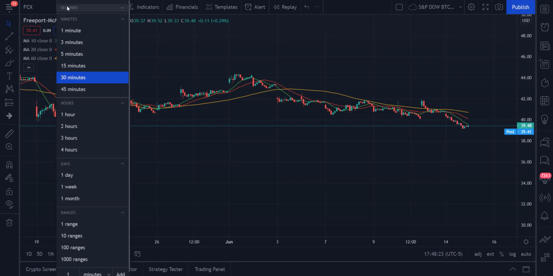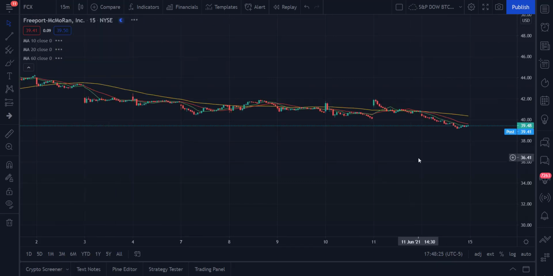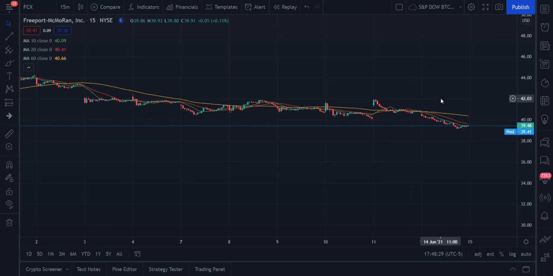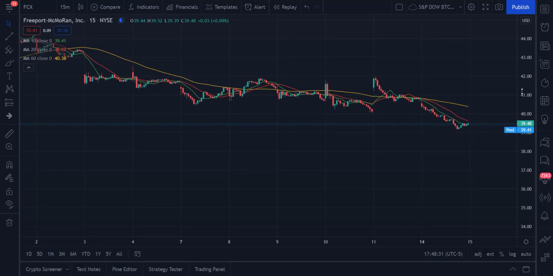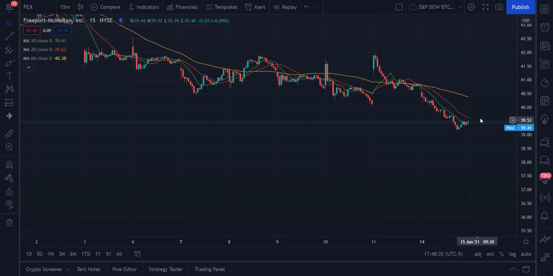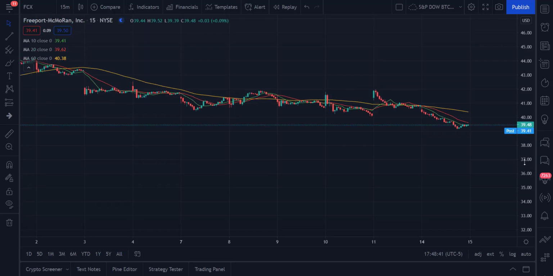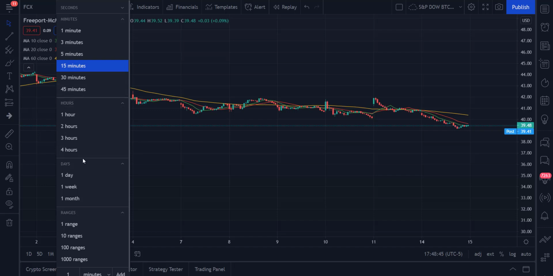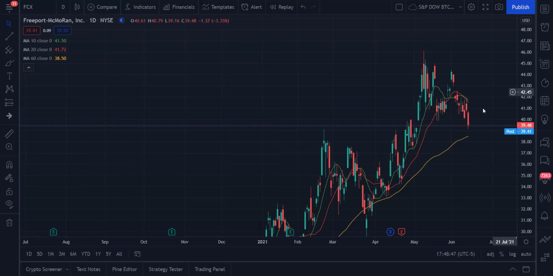Next up, we're going to take a look at the 15-minute. And at the 15, I'm going to expand this. Didn't mean to do that. I'm going to expand this even more so we can really exaggerate this out. You can see that the 10 is below the 20 and below the 60. So in everything but the daily, we saw a truly bearish signal using the moving averages.